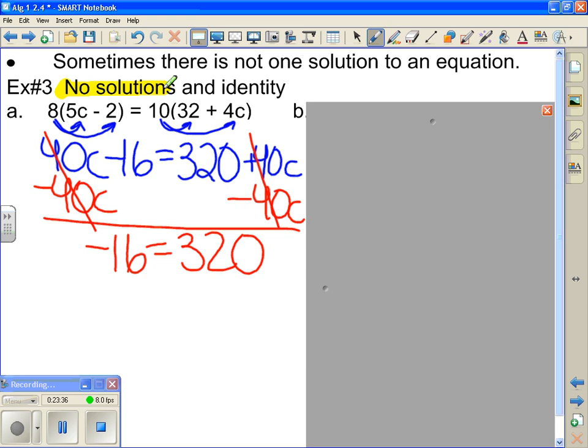That's right. No solution. There isn't an answer to this problem. There's no variable to get. There's no answer to get. There's not a number that works for this problem. It is unsolvable. No solution.